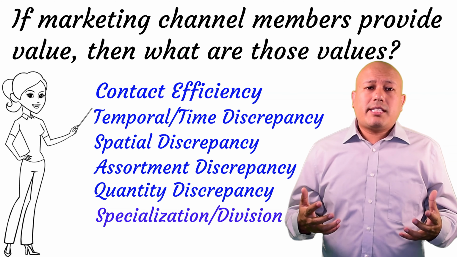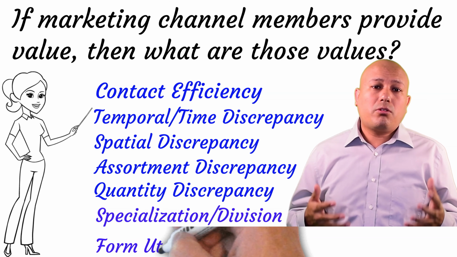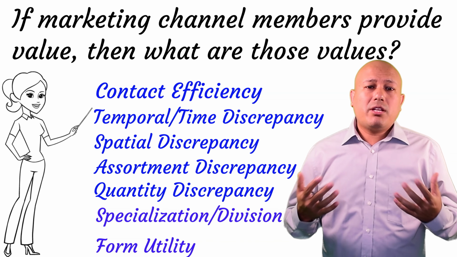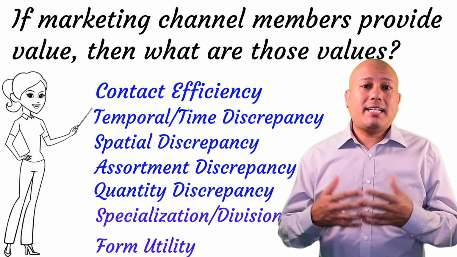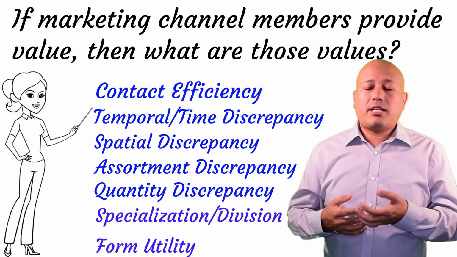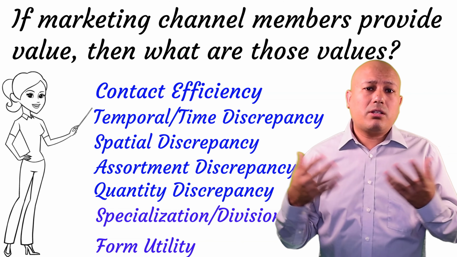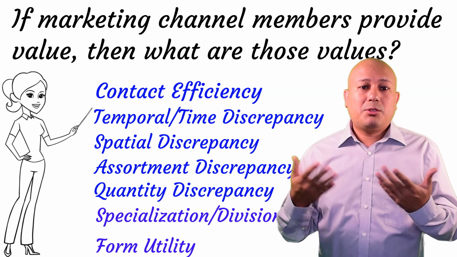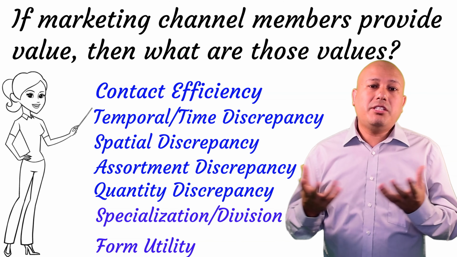Another way that the marketing channel members provide value, sometimes depending upon product category, is also called form utility. So form utility, F-O-R-M, form utility, is when the consumers might want to buy the product in a different form or slightly different form than what the manufacturer is producing. If I go to a certain restaurant, I want to eat a hot dog, let's say, then the manufacturer has produced the hot dog and the hot dog is not cooked, right? But the retailer will cook the hot dog so that I as a consumer can eat the hot dog, right? So they have changed the form.